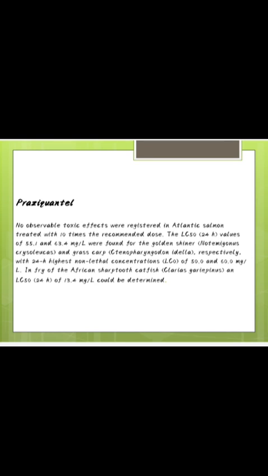Praziquantel: no observable toxic effects were registered in Atlantic salmon treated with 10 times the recommended dose. The LC50 values of 55.1 and 63.4 mg per liter were found for the golden shiner and grass carp, respectively, with 24-hour highest non-lethal concentrations of 50.0 and 60.0 mg per liter. In prey of the African sharptooth catfish, an LC50 of 13.4 mg per liter could be determined.